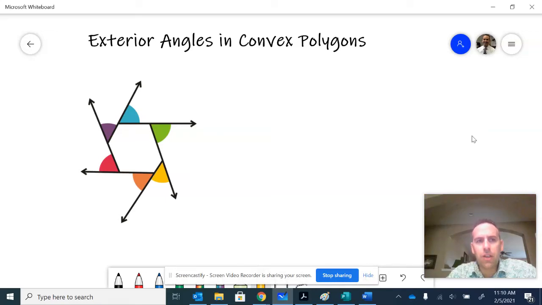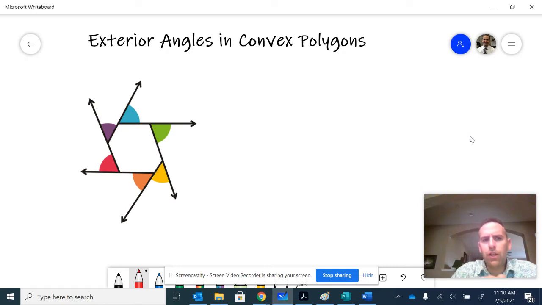Hello, welcome to a lesson on exterior angles in convex polygons. You can see in the picture here, I have an irregular hexagon. There's a hexagon in the middle of all of these rays, and notice that the sides of the hexagon have been extended. Rays have been extended out so that we've marked these exterior angles, just like we did with triangles. Notice there's a total of 6.